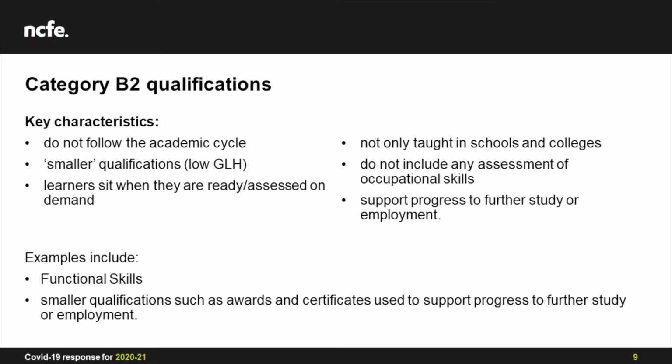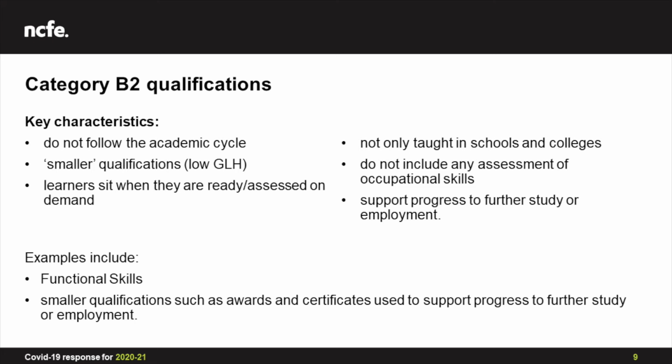Turning next to category B2 qualifications. B2 qualifications tend to share some key characteristics. Firstly, they tend not to follow the standard academic cycle and are more likely to be roll on, roll off. They are likely to be smaller qualifications with lower guided learning hours compared to B1 qualifications. B2 qualifications will normally be assessed on demand, with learners sitting them when they are ready as opposed to a fixed point in time.